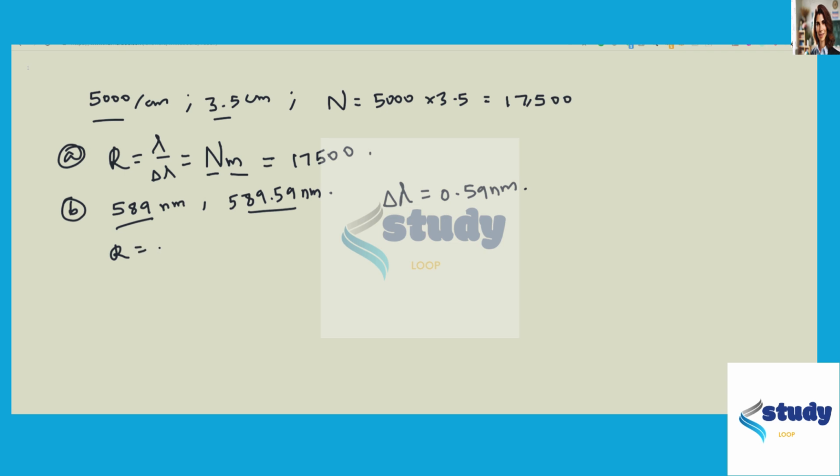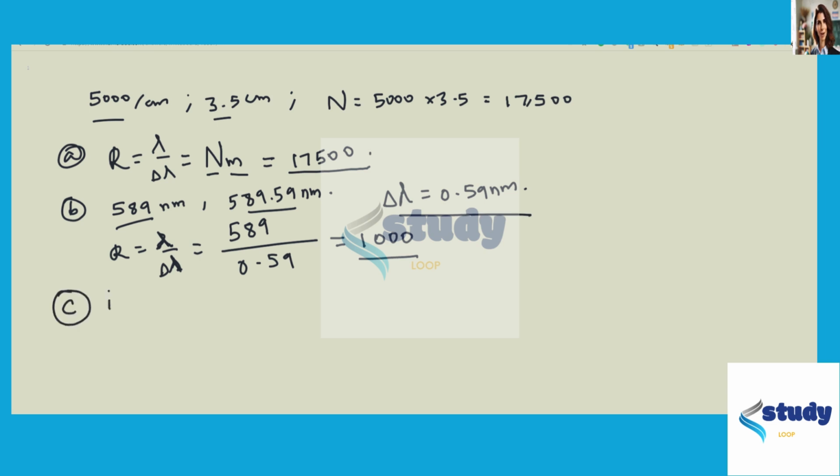So now the chromatic resolving power is lambda by delta lambda, which is, now because the difference is so small, for lambda we can consider either of these. So that's 589 divided by delta lambda, 0.59, which is almost 1000. So because our resolving power is larger than this, we can successfully resolve the sodium doublet.